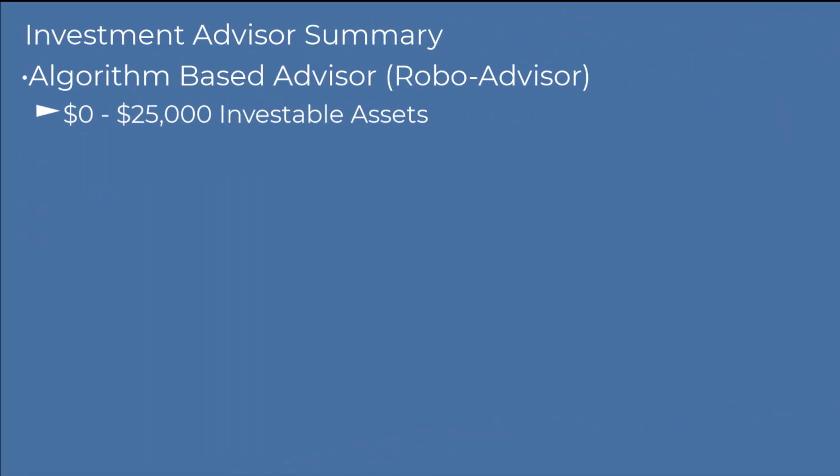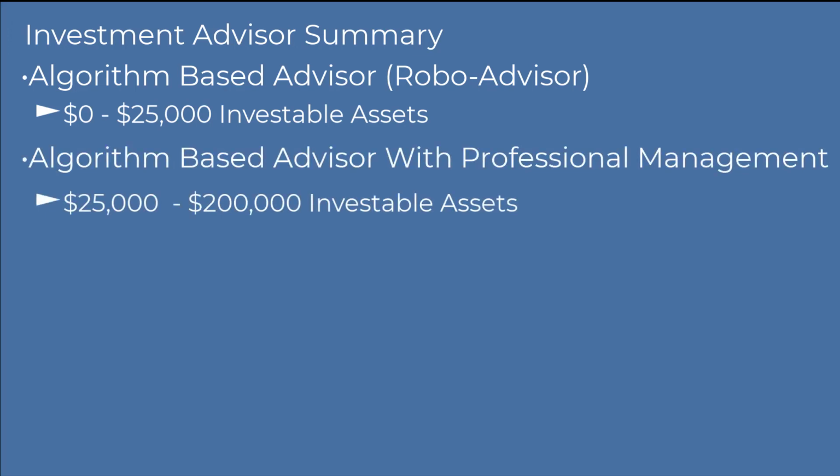The first is an algorithm-based advisor, and these are also known as Robo advisors. And this is for the lowest level of investable assets, so up until about $25,000. And what's going to happen is you'll likely complete an online survey specifying your investable assets, your goals, your risk tolerance, etc. And then based on your responses, a computer algorithm will recommend investments for you. And what this does is it helps the brokerages reduce costs and provide services that would otherwise be too costly for these smaller accounts.